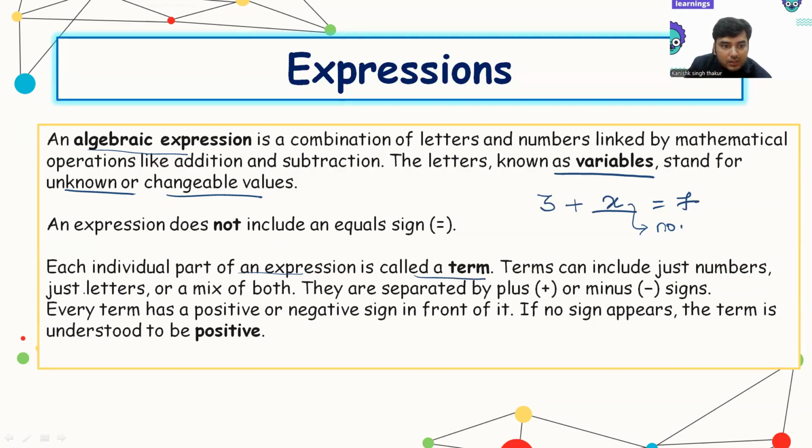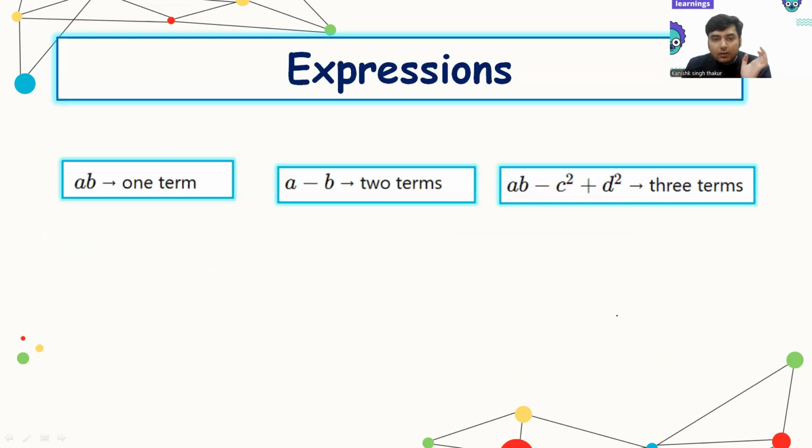A term can include just letters or a mix of both. What I mean to say is, suppose I have 3x, this is a term. I have 3x squared, this is also a term. I have 7 alone, this is also a term. Adding all of them, I make an expression, say 18. There are 1, 2, 3 terms. So except for the operators, meaning plus, minus, multiply, divide, everything in the expression is called a term.